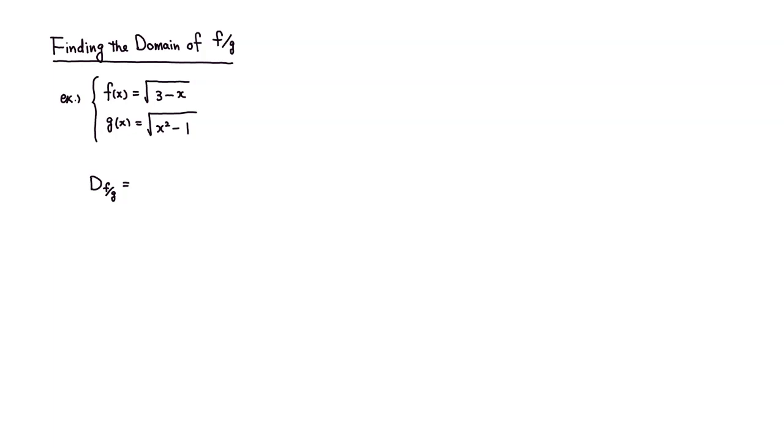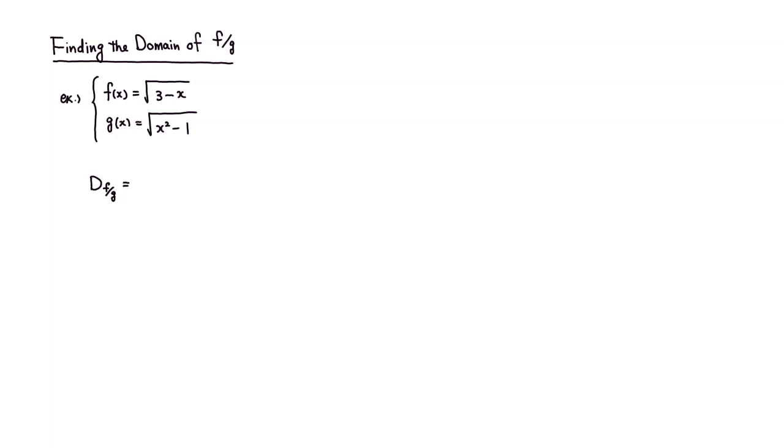All right, let's look at finding the domain of f over g. Let's look at this example. f of x is equal to the square root of 3 minus x, and g of x is equal to the square root of x squared minus 1. We want to find the domain of f over g.